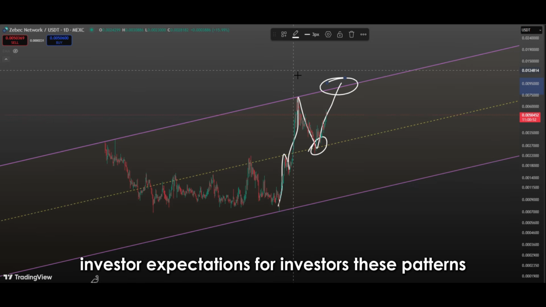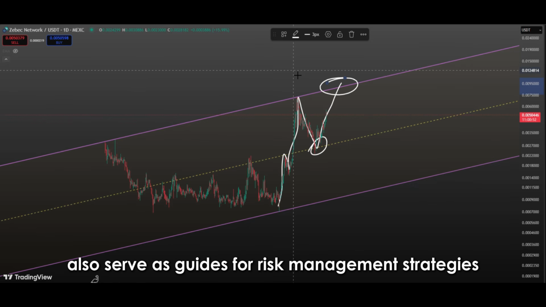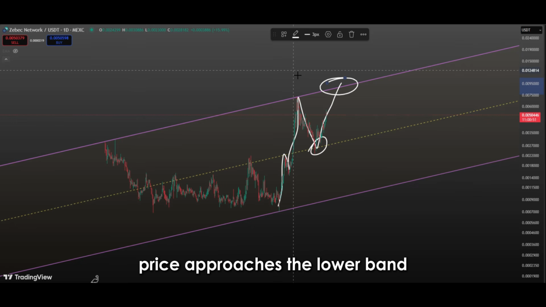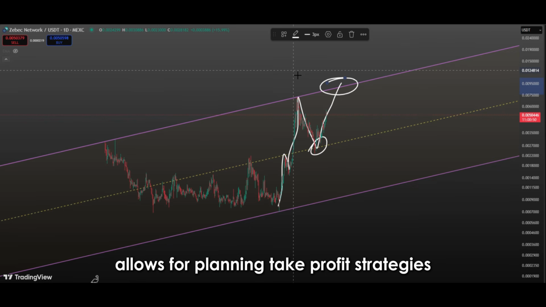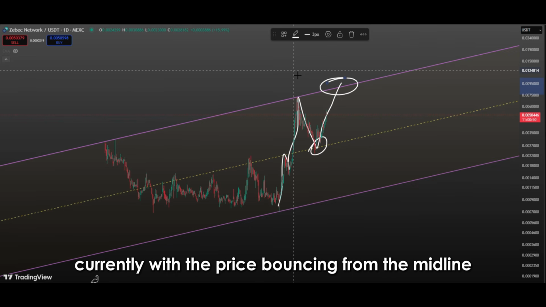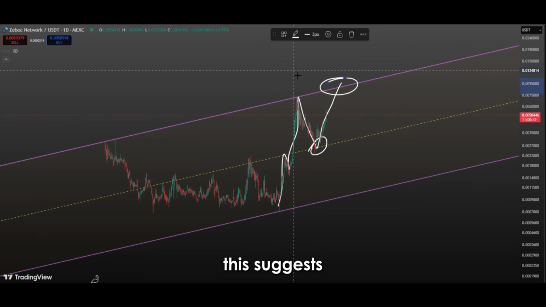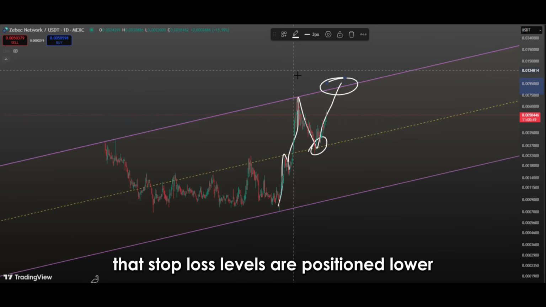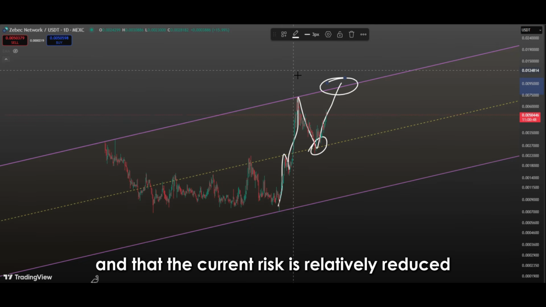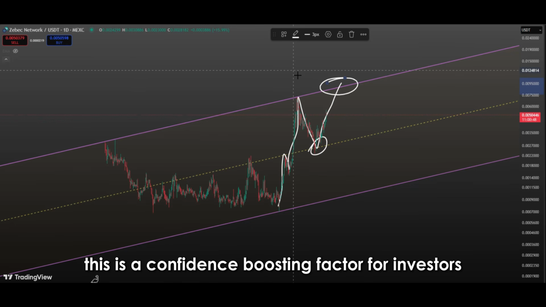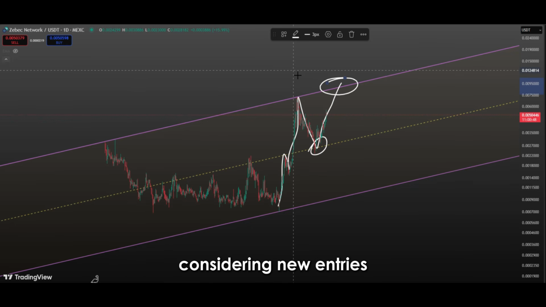For investors, these patterns also serve as guides for risk management strategies. When the price approaches the lower band, stop-loss points can be set, while nearing the upper band allows for planning take-profit strategies. Currently, with the price bouncing from the midline, this suggests that stop-loss levels are positioned lower, and that the current risk is relatively reduced. This is a confidence-boosting factor for investors considering new entries.